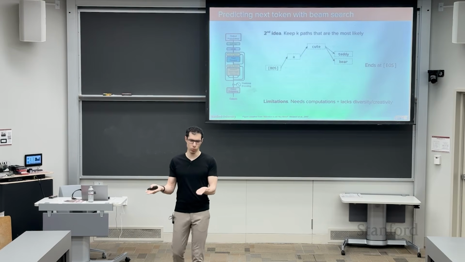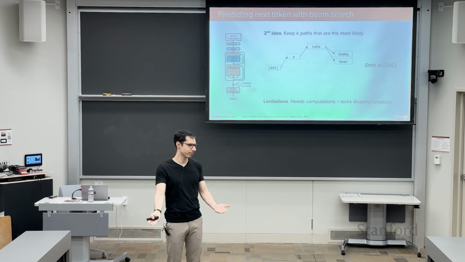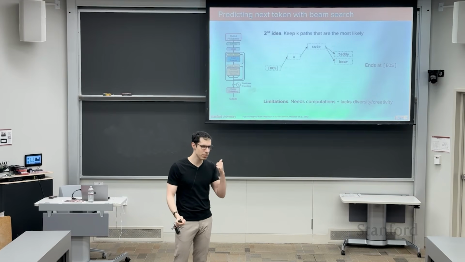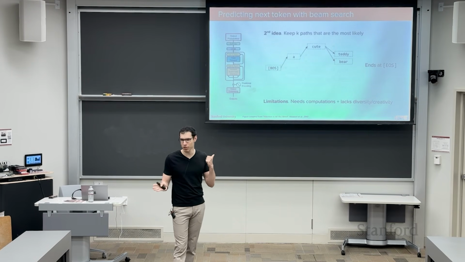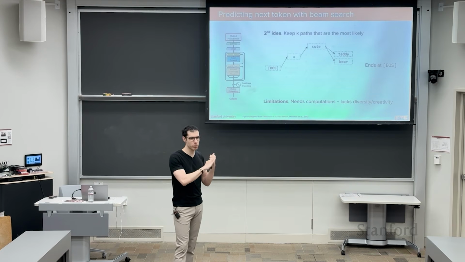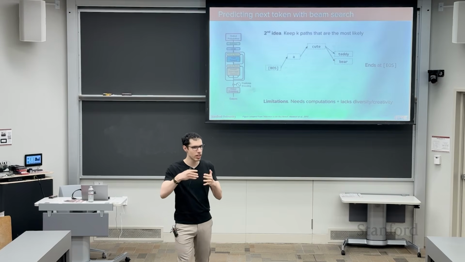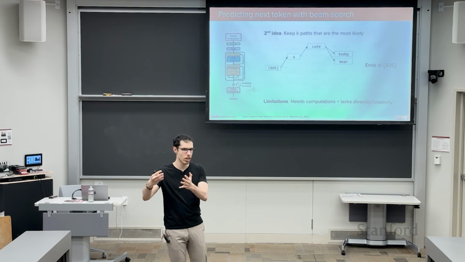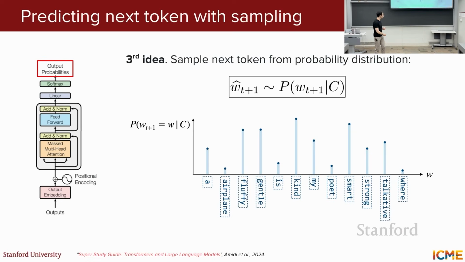But sometimes what you want is for your output to be more diverse or more creative. So that's why beam search is actually not something that people typically use. People use beam search for things like machine translation, where you need something that is close to being very likely. But actually, people use a third method.